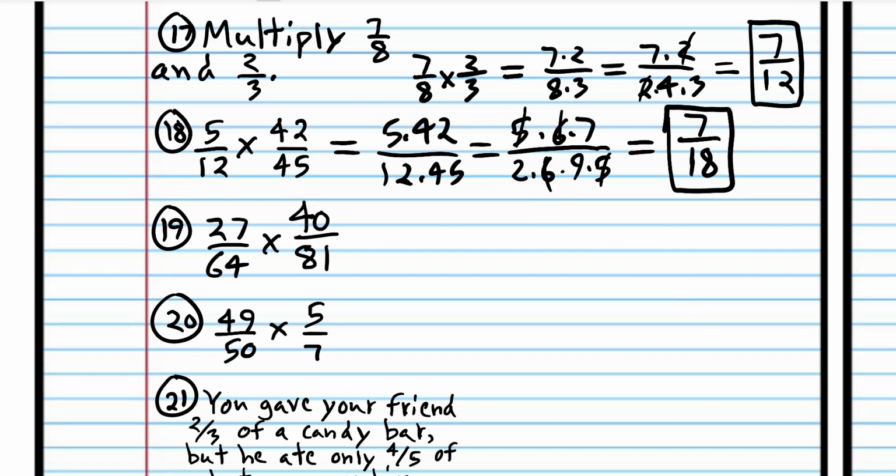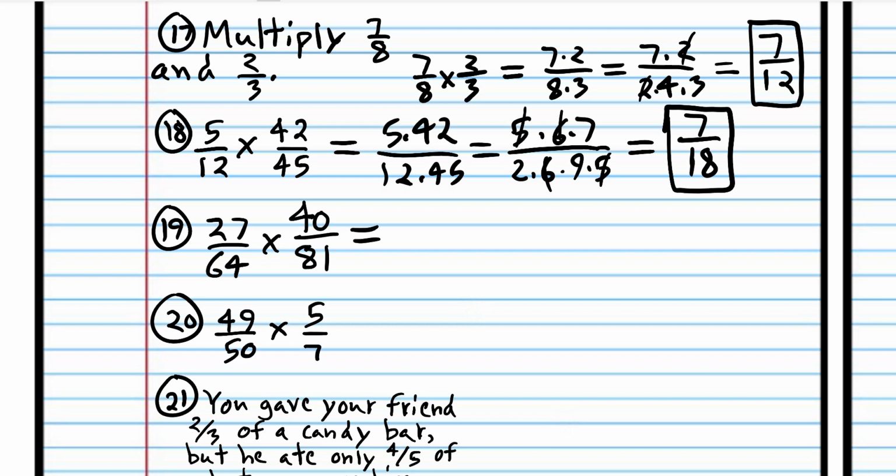So again, we got 210 over, what was it? 210 over 540, something like that. 210 over 540 reduces to 7 over 18. We just reduced it in the easiest way possible. All right, try number 19. When you come back, we'll do it together.